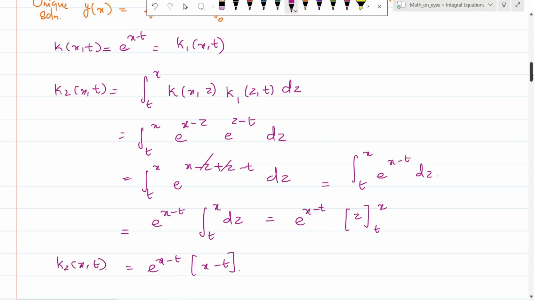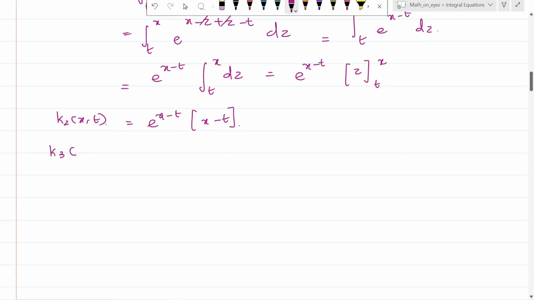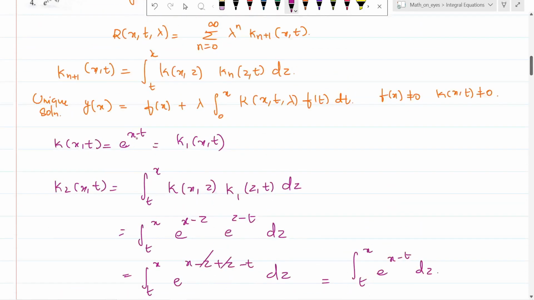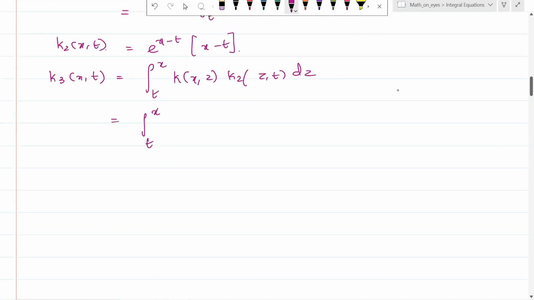We need to find k3 of x comma t. K3 of x comma t will be equal to the integral t to x of k of x comma z into k2 of z comma t into dz. So that is equal to the integral t to x of k of x comma z. What is k of x comma z? It is given there as e to the power x minus z. So we will have e to the power x minus z into k2 of z comma t, which will be this one, e to the power z minus t into z minus t, into dz.